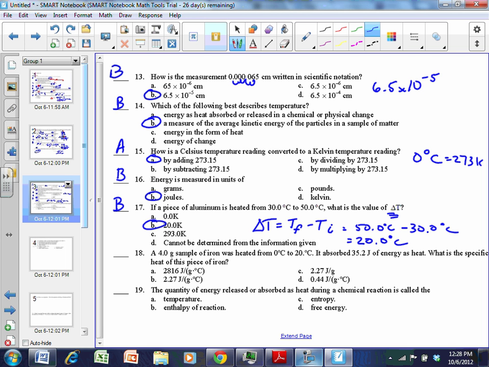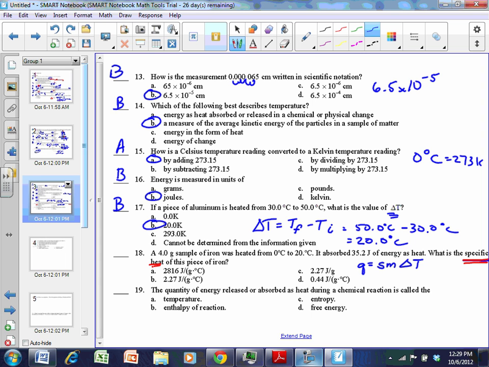18. A 4-gram sample of iron was heated from 0 to 20. It absorbed 35.2 joules of energy as heat. What is the specific heat of this piece of iron? Heat Q absorbed from a sample is equal to its specific heat times its mass times the change in temperature. Read the question carefully: what is it asking? What is the specific heat? So you're solving for S.